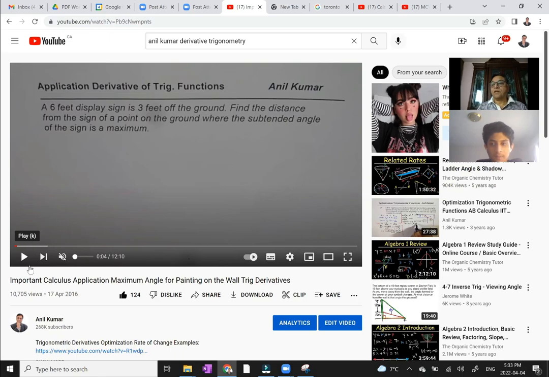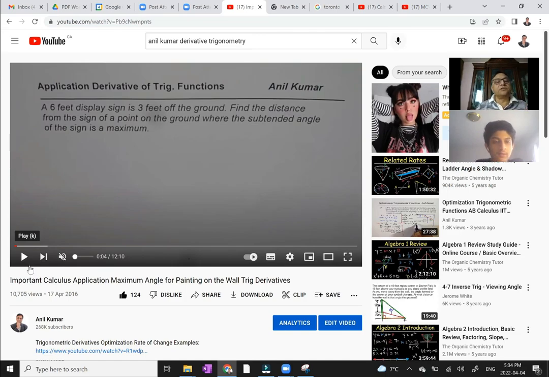Tricky. If some signboard is there and you're standing here, then the angle which your eye makes, do you understand this angle which is subtended? That is what it means. So this angle is what we are trying to figure out. Is that okay?